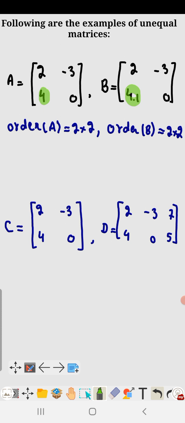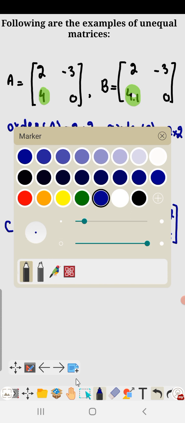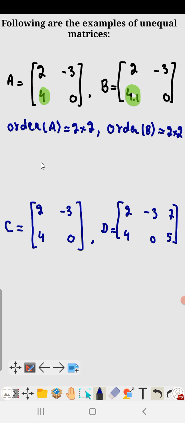Although their orders are the same, the element in the second row and first column is not the same. So matrices A and B are unequal matrices. We write A is not equal to B.